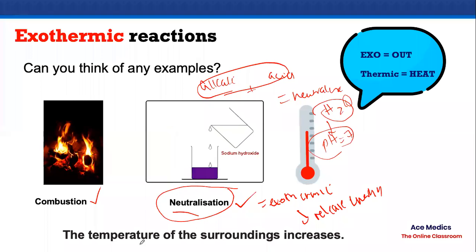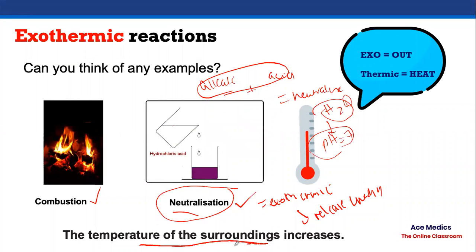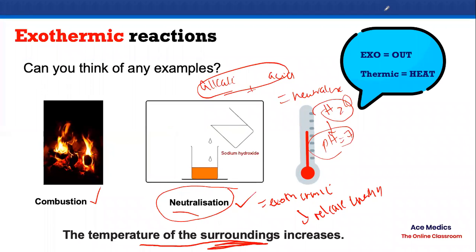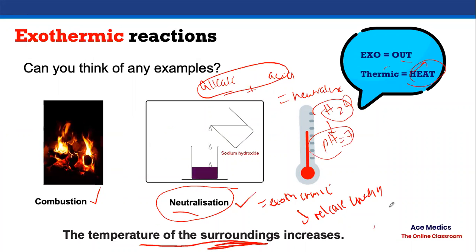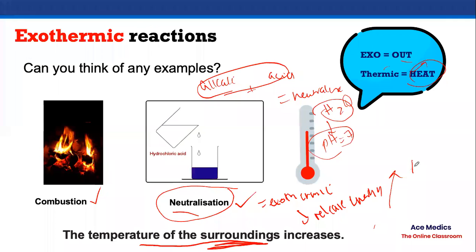You're releasing energy. The temperature of the surroundings, okay? Temperature of the surroundings will increase. And what is a good way to remember that is by thinking, so a good way to remember that is by thinking exo, you exit out. Okay, so you think exo, you're exiting out heat. Okay, so you're giving out heat, therefore the temperature is going up.